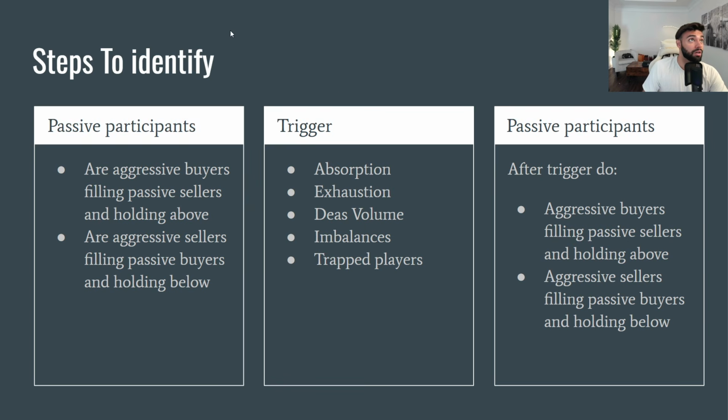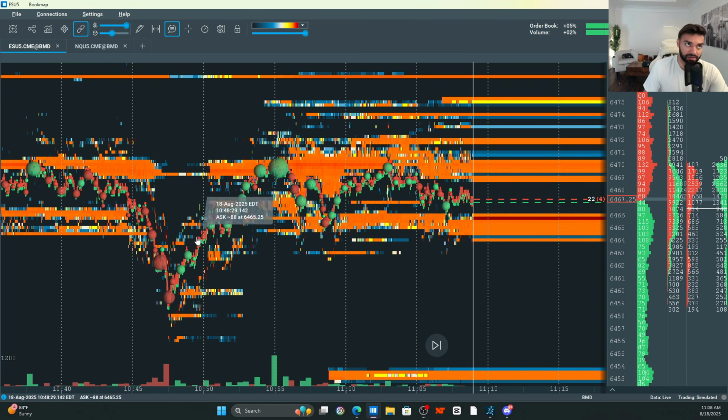First thing we need to do is look at the passive participants, right? We need to figure out what's going on. Who is in control first? Are the aggressive buyers filling passive sellers and holding above, or aggressive sellers filling passive buyers' offers and holding below? This will tell us who's in control. So that's step number 1.